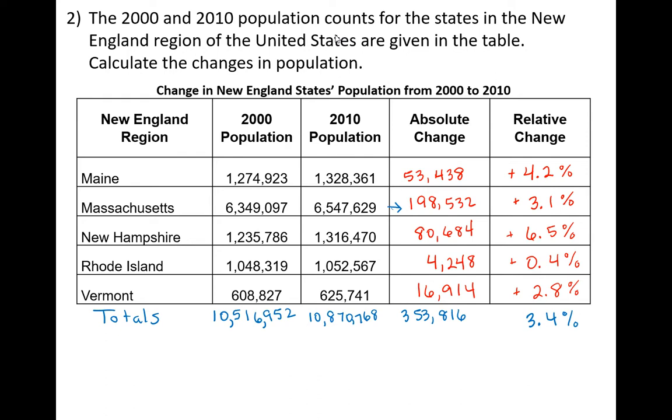New Hampshire, however, had the greatest relative change. Compared to their size, they grew at the fastest rate. So they only gained a little over 80,000 people, but that was 6.5% compared to the almost 200,000 people which Massachusetts gained.